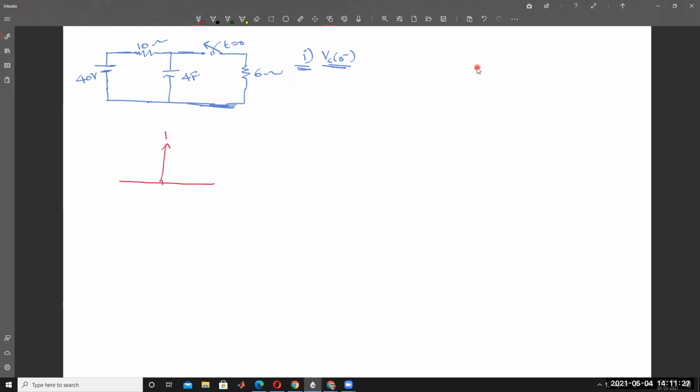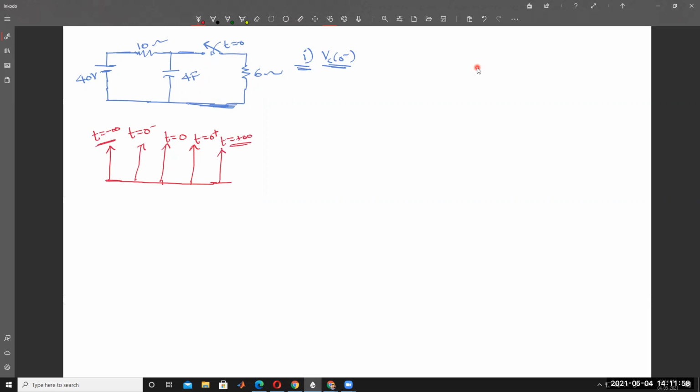At the instant of switching action, this is called t equals 0 plus, the instant after switching action. And this is called t equals 0 minus, just the instant before switching action. This is called long time before switching action, and this is called long time after switching action. These are the different types of switching actions.